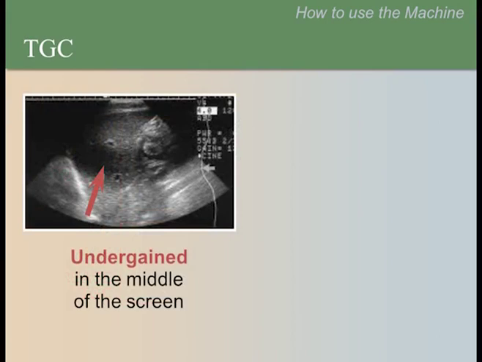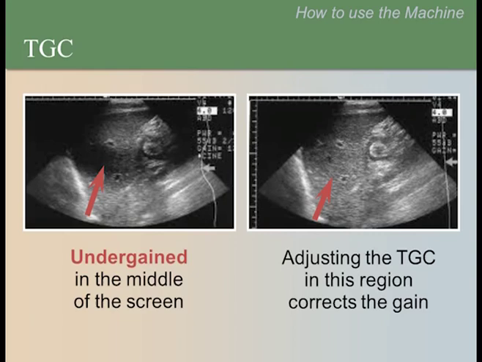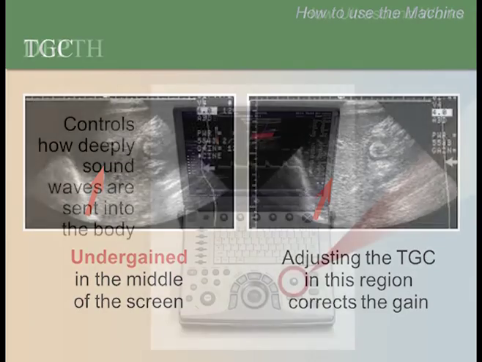This is an image of the adult liver. Sometimes the gain is not correct in a band in the center of the image. The arrow on the left image points to a dark band that is undergained. This can also be corrected with time gain compensation. Notice how the image has improved on the right.